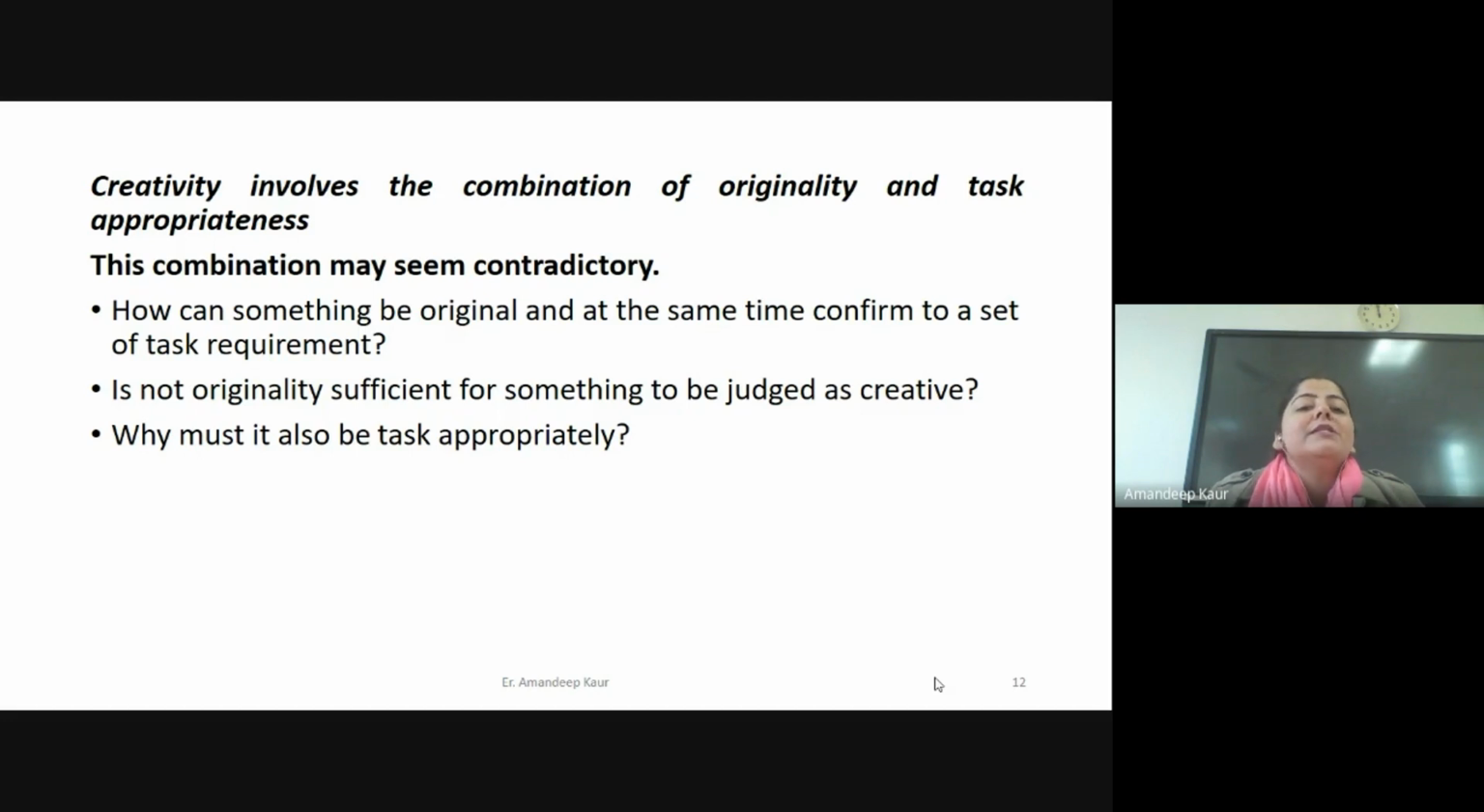So how can something be original and at the same time conform to a set of task requirements? Say for example, my students are designing something new, or designing a material or a product which requires a longer amount of time. So I'm not restricting my group of students from working on that particular activity.